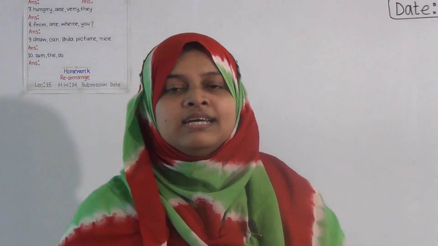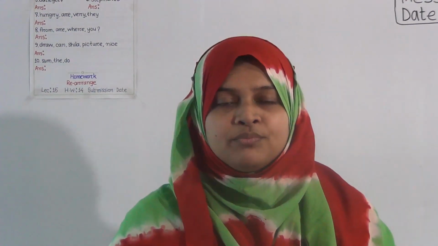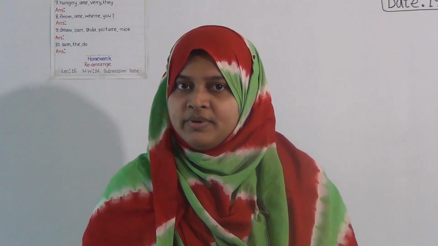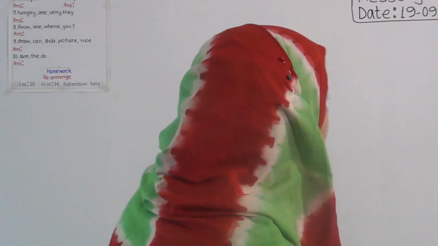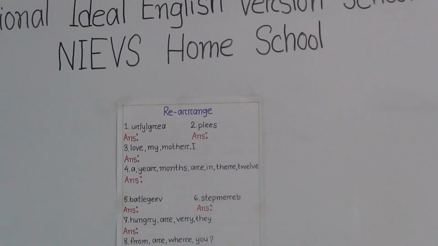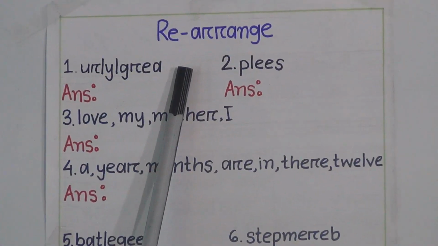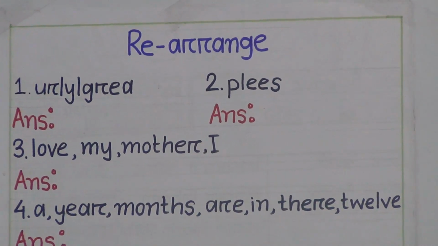Students, for today's class, take your notebook and writing materials. We'll discuss some rearrange, that means these are jumbled, and we'll arrange all of this. You have to write them in your notebook. So let's begin. Our topic today is rearrange. Here we'll do 1 to 10.